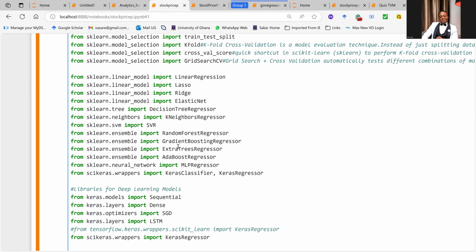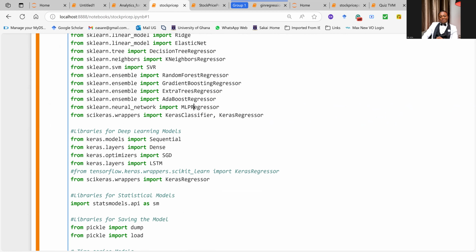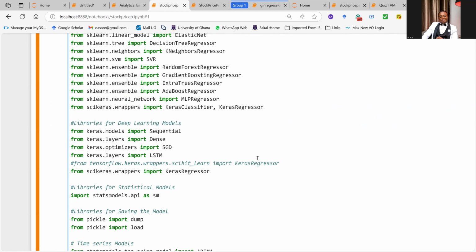Okay. We shall look at these two. We shall have the other boost. Okay, the MLP regressor, the Keras classifier will be used to do the wrappings. Then those for the deep learning, which will be for tomorrow, we shall look at the long short-term memory, the SGD, the dense and sequential. All of these are for that. Okay. I've already mentioned the ARIMA models. All of that are for this.